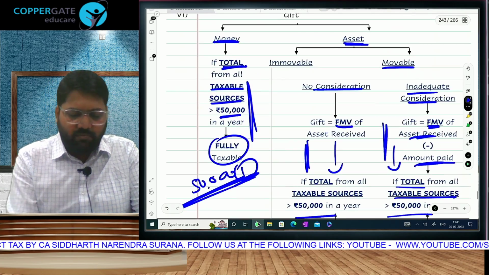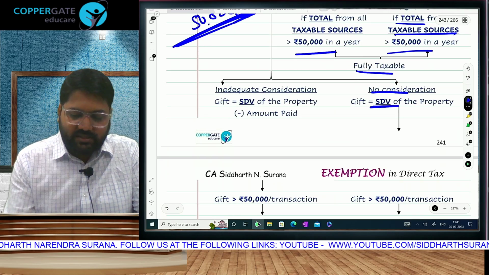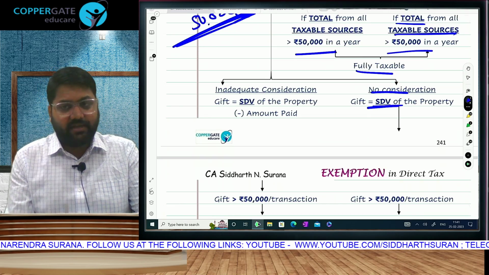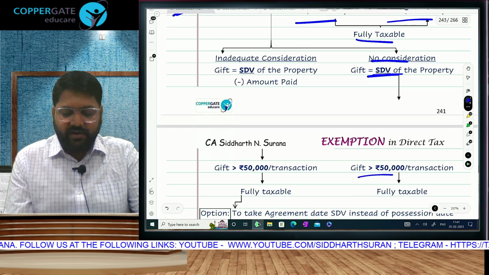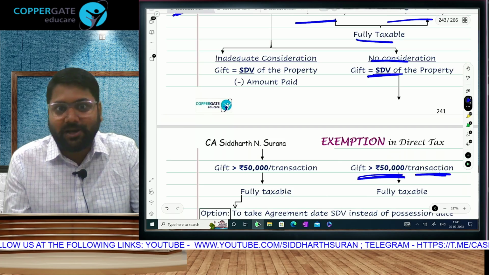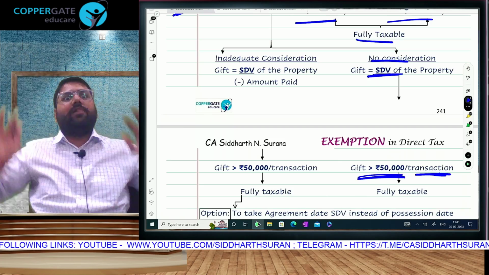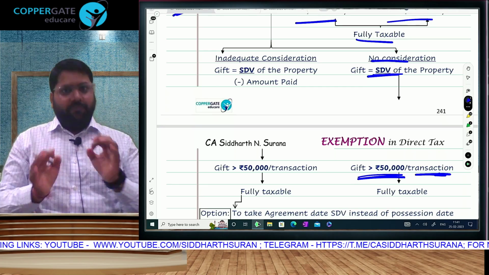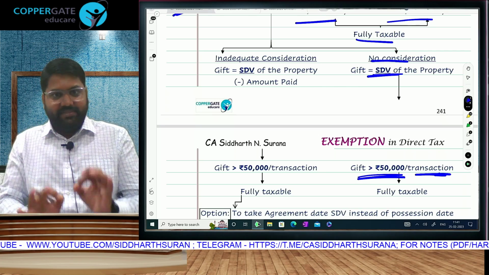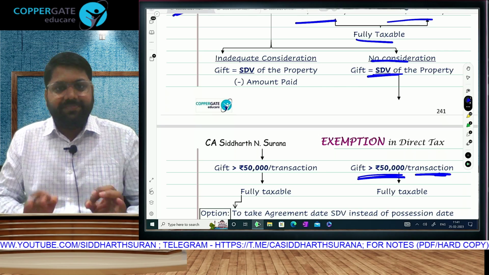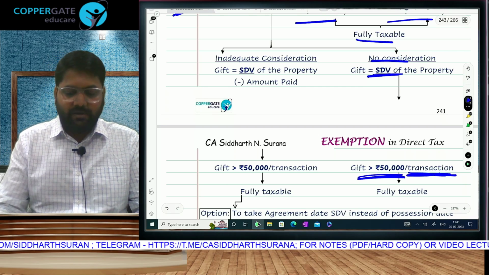And as far as immovable property is concerned, if you see the chart going down, if it is no consideration, then not FMV, this time we will take the stamp duty value. If it is no consideration, then stamp duty value. In movable property and cash gift, we take the total of the year, all the transactions, and we get a total limit of 50,000. But here we get a limit per transaction. If it is more than 50,000 rupees, then it is going to be fully taxable per transaction.